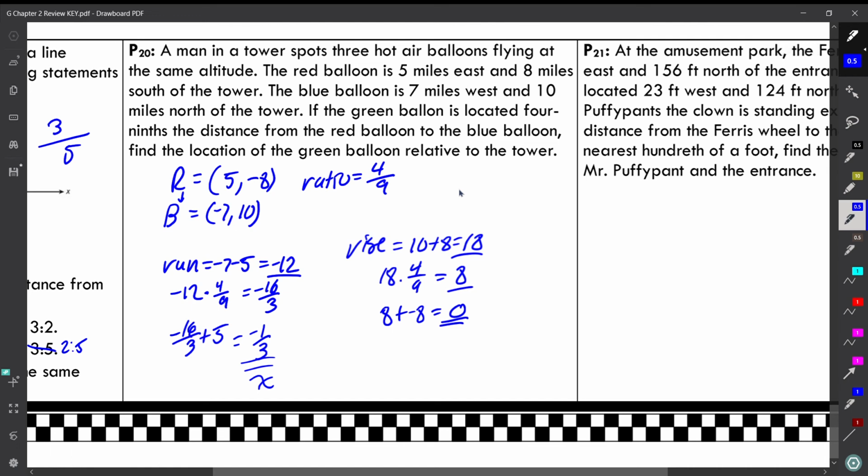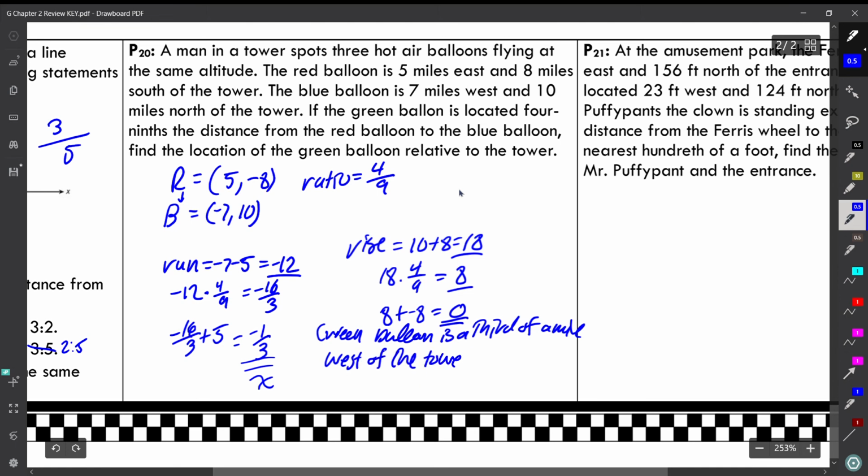So that tells me that the green balloon is a third of a mile, and the negative would be west, right? Yes. Of the tower. That's it, right? We're not north, so I don't need to say 0 miles north. All it is, is a third of a mile west of the tower.